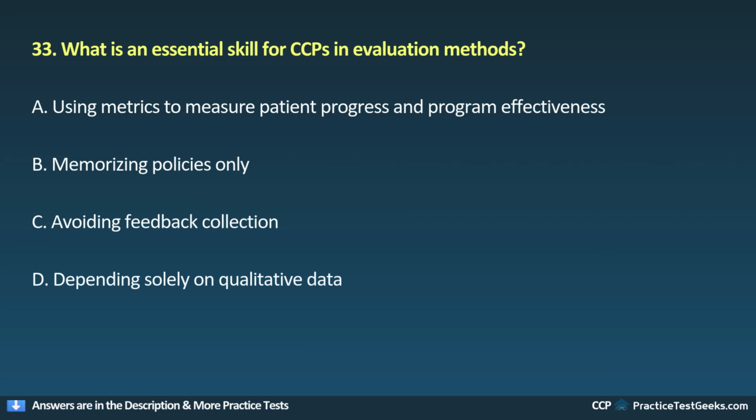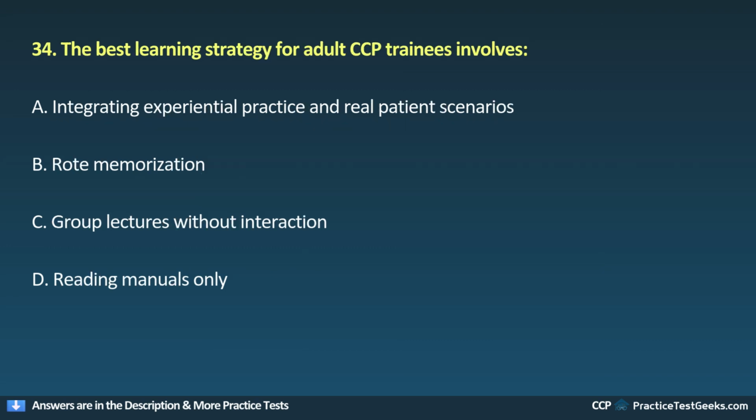33. What is an essential skill for CCPs in evaluation methods? A. Using metrics to measure patient progress and program effectiveness. B. Memorizing policies only. C. Avoiding feedback collection. D. Depending solely on qualitative data.